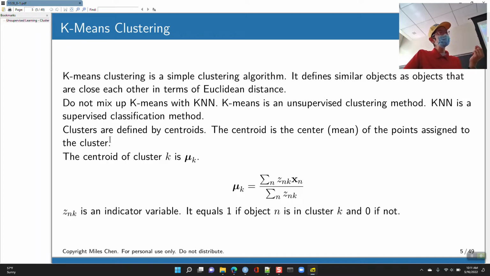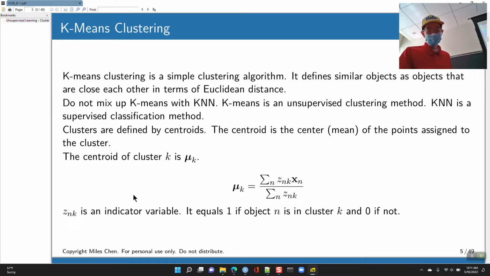So with K-means clustering, we're going to have clusters. Our clusters are going to be defined by their centroid. The centroid is basically just the mean of the points assigned to the cluster. So basically you say, all right, these observations belong to this cluster. What is the mean of these observations? And in 2 dimensions, you're going to get the mean of x1 and the mean of x2, or something like that.